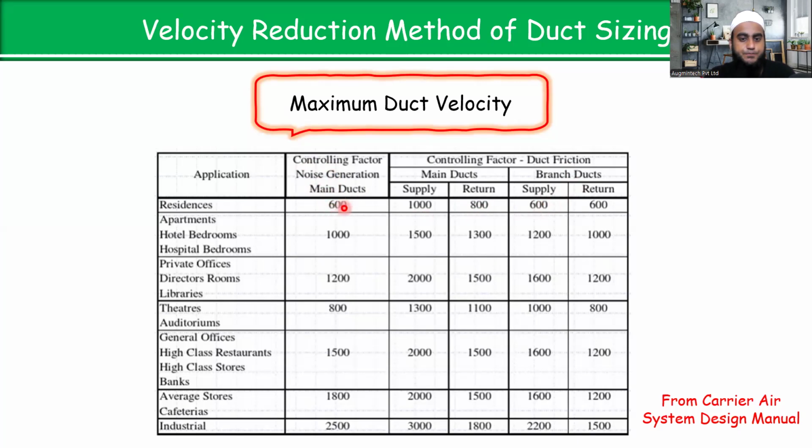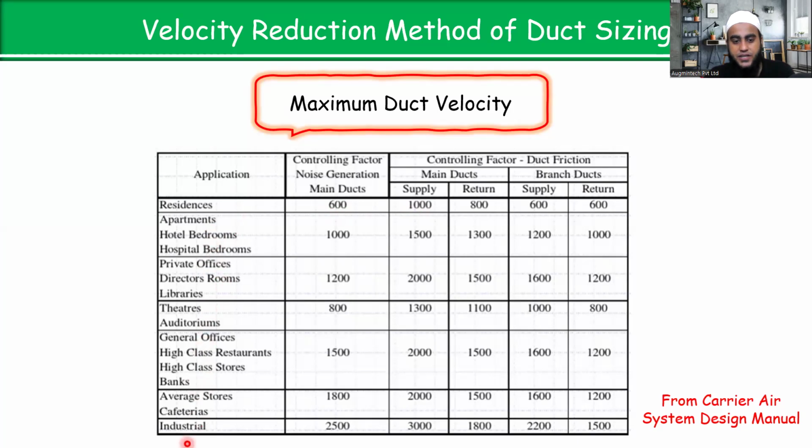What is this? Anyone? Controlling factor, remember, as per this table, in the main duct for the supply air duct, the maximum velocity which we have to maintain inside the duct in residential application is 1000 FPM, minimum 600 FPM. Between this range, you can maintain, for better design. Same way, apartment, hotel bedroom, hospital bedroom, private offices, everything is there.